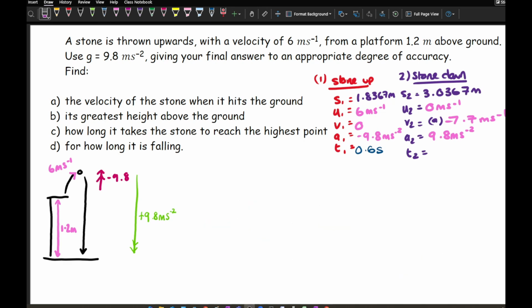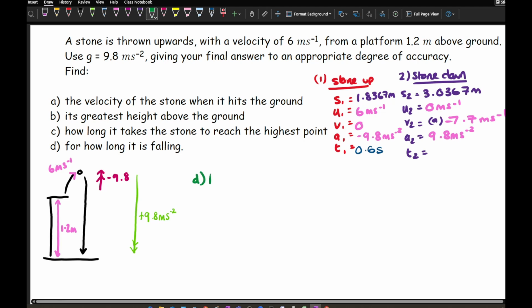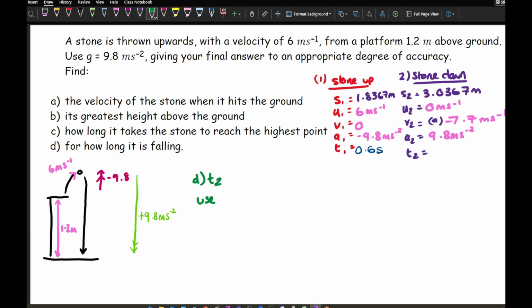Then for part D, it's just asking me to find T2. So for T2, again, what I'm going to do is use S equals UT plus a half AT squared, and using the information from the stone going down, I'm going to get 3.0367 equals 0 times T plus a half times 9.8 times T squared.